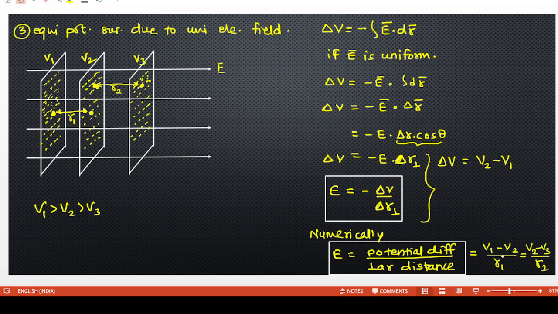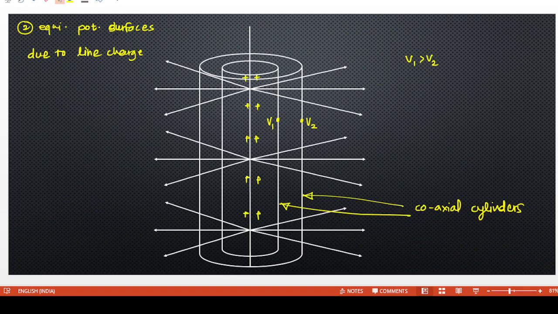You have to take partial derivative. You cannot use this direct formula. Okay. Similarly, what if you have this kind of electric field? This electric field changes with the radial distance r. What is the magnitude of electric field E here?